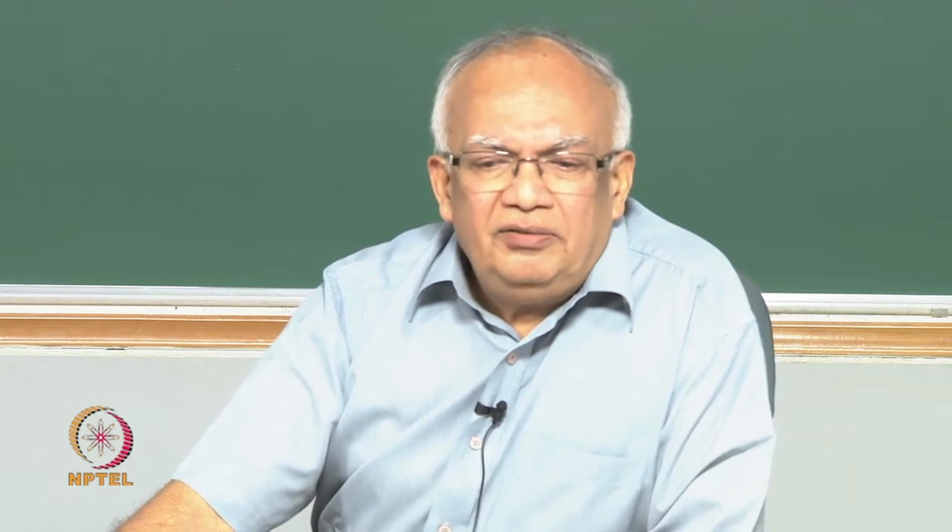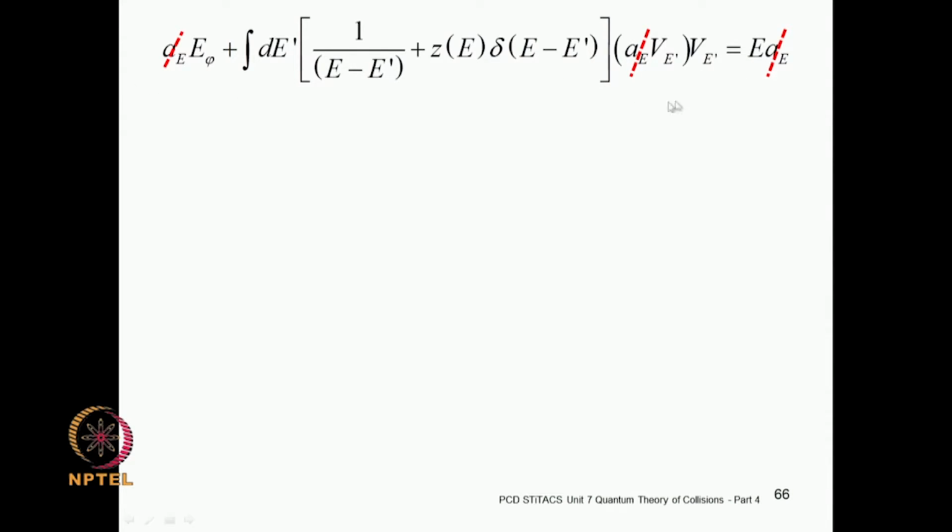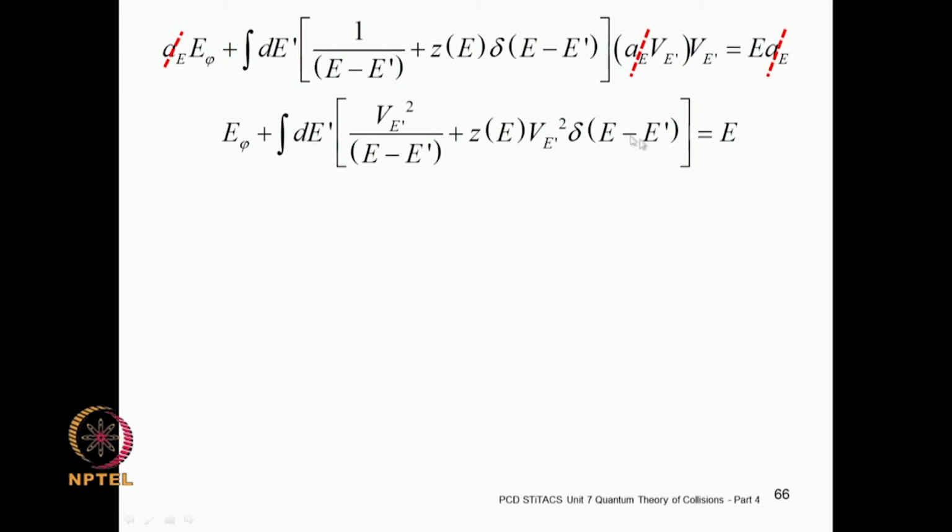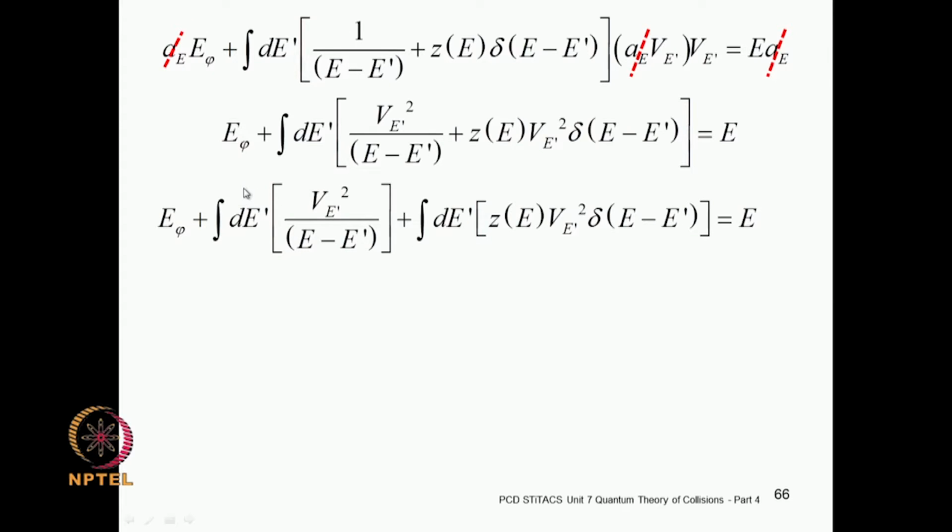Now, first we cancel out AE, which is common in all the terms. Okay? So, AE is cancelled out, we need not carry it any further. The rest of the equation is here after cancelling AE. Now, in this we have got three terms. One is E phi, which is here, then you have this term which is here, and then you have got the third term which is integration over E prime z VE square and the Dirac delta. Okay. So, there are these three terms in this expression. Okay, are we all together?